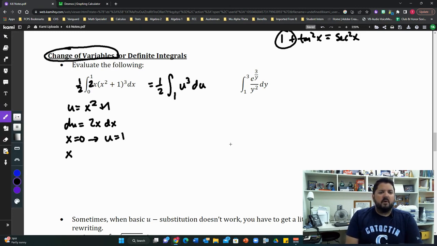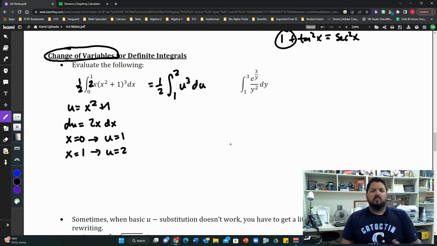Then we'll do the same thing for my b value. My b value was 1, and if u is equal to x squared plus 1, when x equals 1, u is equal to 2. So that becomes my upper bound of integration. And now that's why this is more proper. Everything in this problem is now in terms of u. And the best part about this is I don't ever have to go back to x's at all, because I've completely turned this problem into a problem that depends on the value of u.